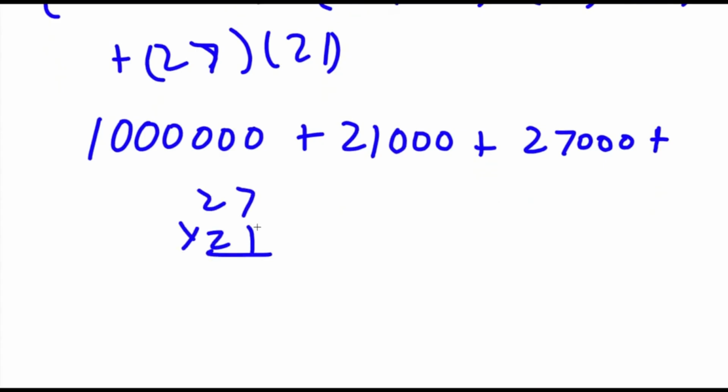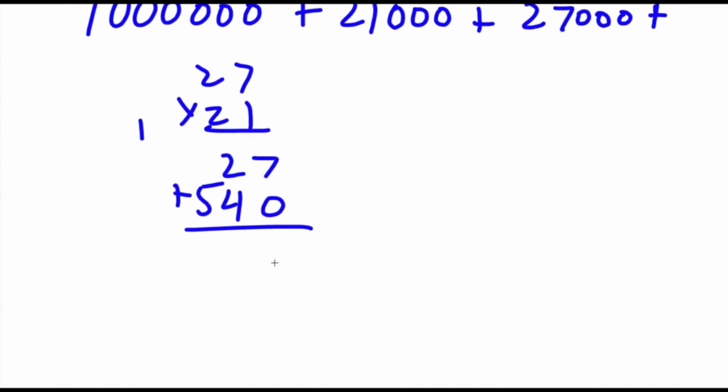27 times 21, 7 times 1 is 7, 1 times 2 is 2, add our 0, 2 times 7 is 14, we're going to carry the 1, 2 times 2 is 4, 4 plus 1 is 5, so I have 27 plus 5, 40, 7 plus 0 is 7, 2 plus 4 is 6, and we have our 5, so I have 567.